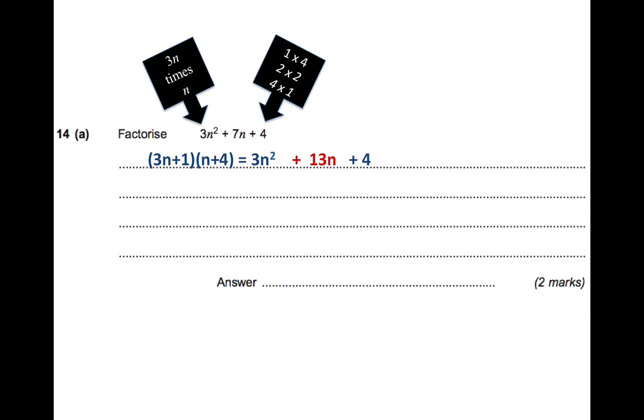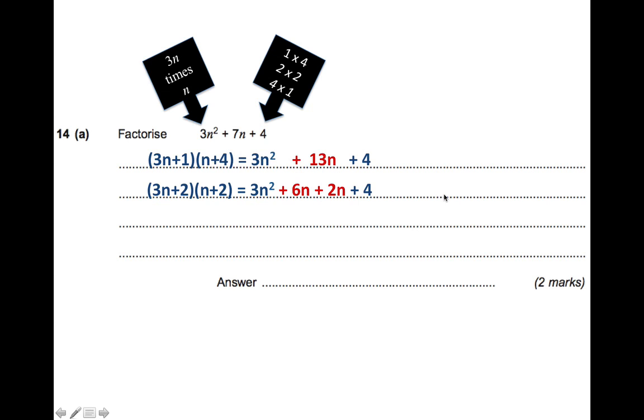So that multiplies out to 3n squared plus 13n plus 4, which isn't equal to the thing we started with, because that had a 7n in the middle. So I'm going to try another one. I'm going to try having the 3n and the n in the brackets like before, but then match that up with a 2 and a 2. So we know the 3n times n will make 3n squared. We know the 2 times 2 will make a 4, but then we've also got 2 middle terms, a 6n and a 2n, because 3n times 2 makes 6n, and 2 times n makes 2n.